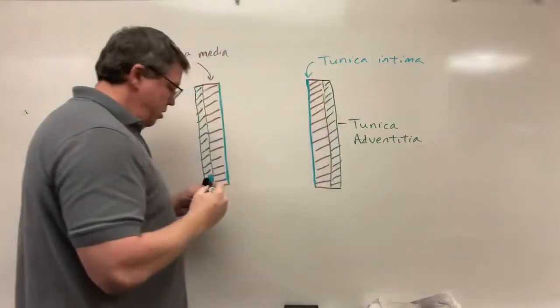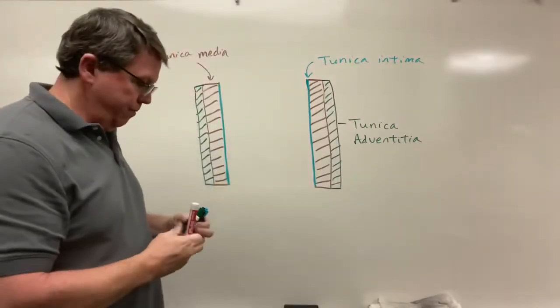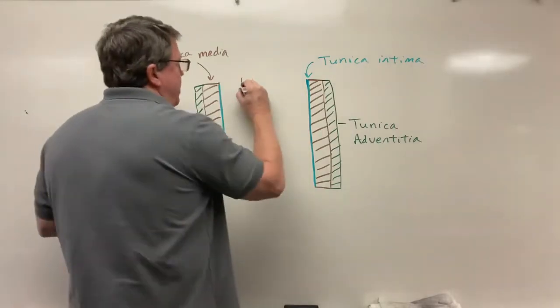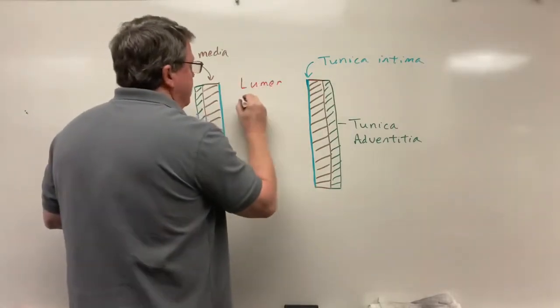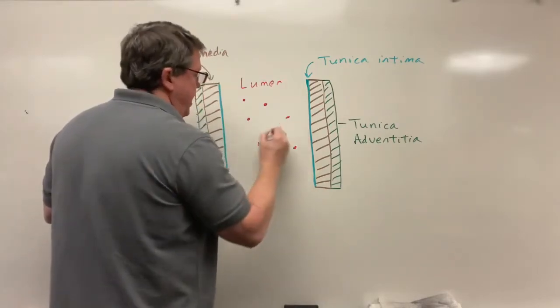Right here, this part is where the blood flows. So this would be called my lumen. The lumen is the opening of a blood vessel. And here are my red blood cells inside my lumen.